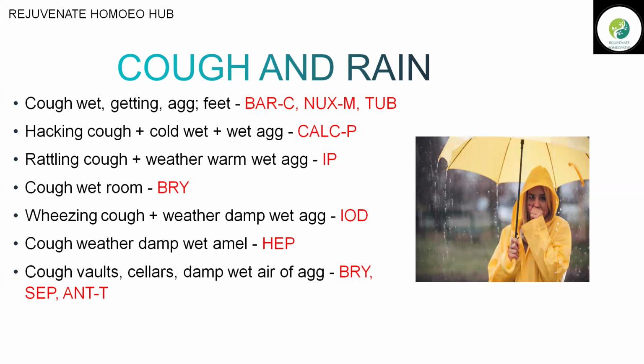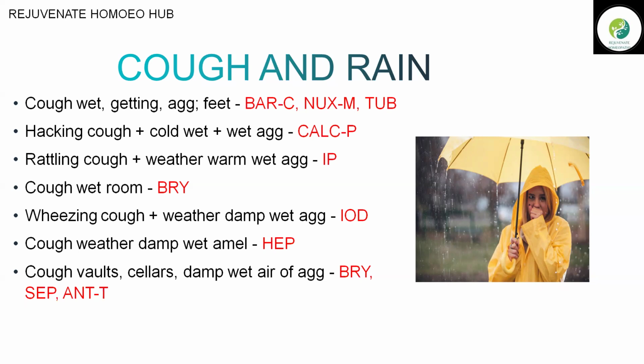Rattling cough is Ipecac with a lot of vomiting you can see. Cough with vomiting, whenever cough ends in vomiting and the patient says, no doctor, when I'm about to cough, then there is a nauseating feeling, always think of Ipecac. Even Ipecac is a remedy for morning sickness in pregnant ladies along with Sincorpus racemosa. But Ipecac is always top. Cough in a wet room is Bryonia. Wheezing cough is Iodum.